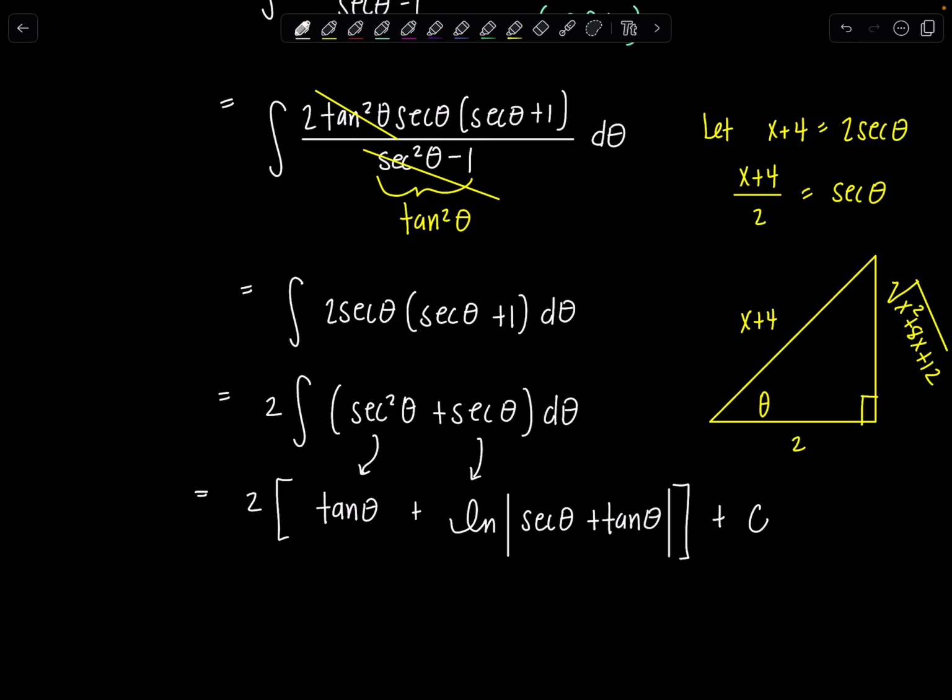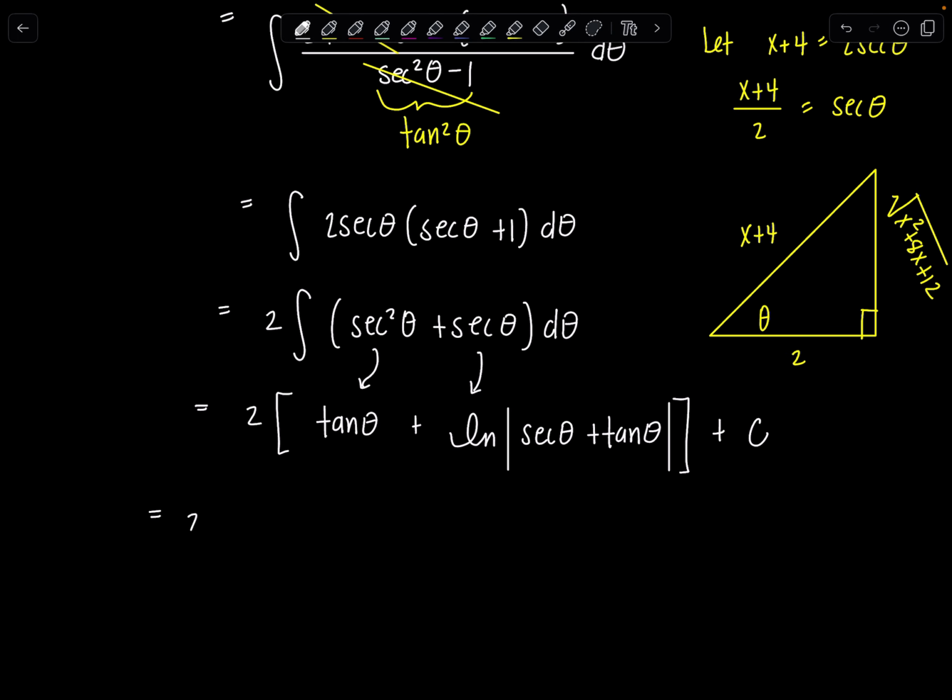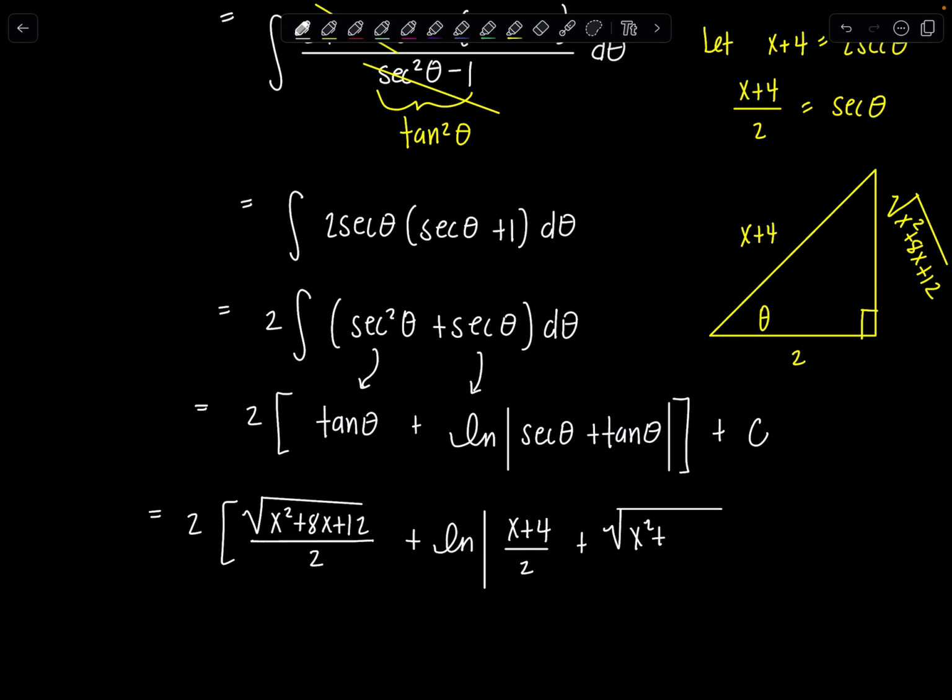Love it. So then let's go back, use the triangle to rewrite everything in terms of x. So tangent of theta would be opposite over adjacent. So radical x squared plus 8x plus 12 over 2 plus ln absolute value secant theta, that's x plus 4 over 2 plus tan theta, which is again radical x squared plus 8x plus 12 over 2. Close her up, plus c.